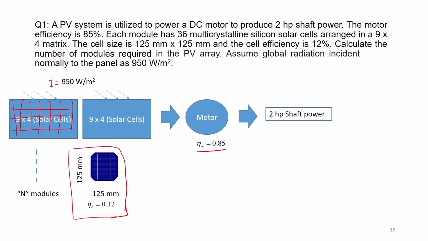So, what are the parameters given? Shaft power output is 2 HP, and the conversion efficiency of the motor is given as 85%, and cell efficiency is 12%. How the cells are located, meaning how many cells constitute the module, is given to us, and the amount of solar radiation received by the modules is given to us. Now, let us solve this problem.